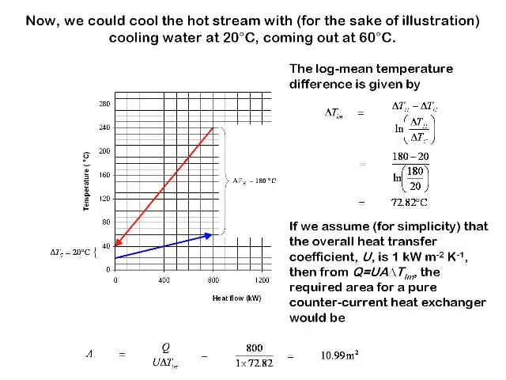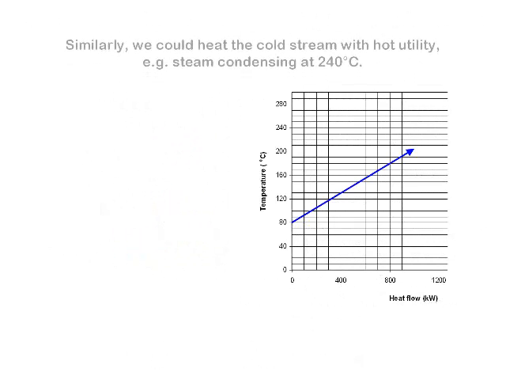For the sake of illustrating the calculations, we're reporting these a bit too precisely. So, 10.99 meters squared is the size of the heat exchanger that we would need to cool down our hot stream using cooling water. Similarly, for the cold stream.